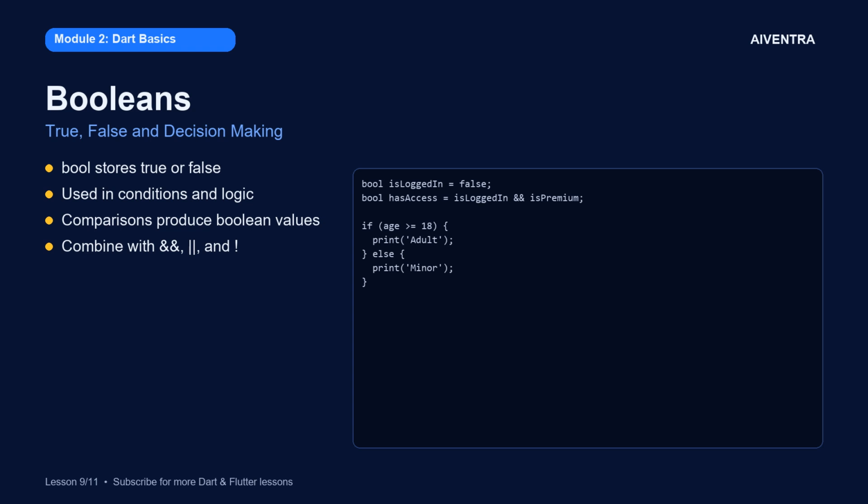The if statement is where Booleans come alive. If the condition is true, one block runs. Otherwise, an else block may run instead. This pattern appears in validation, navigation guards, and feature toggles throughout real applications.